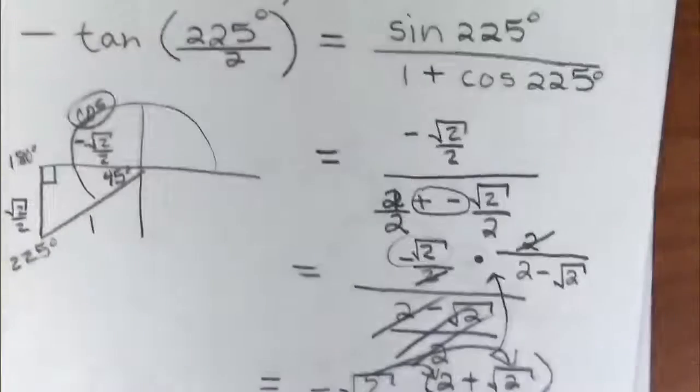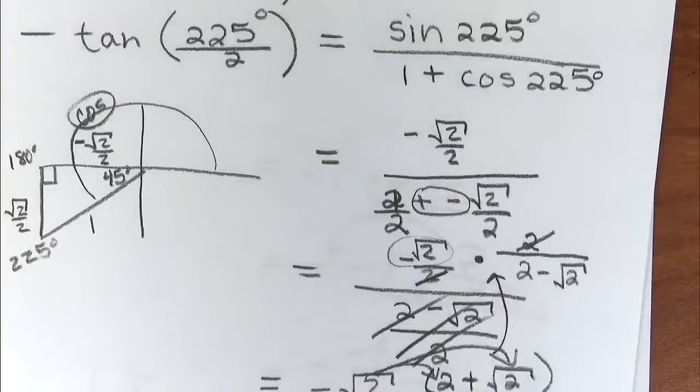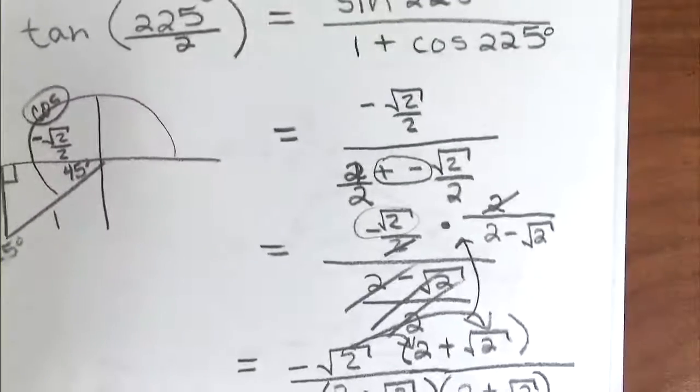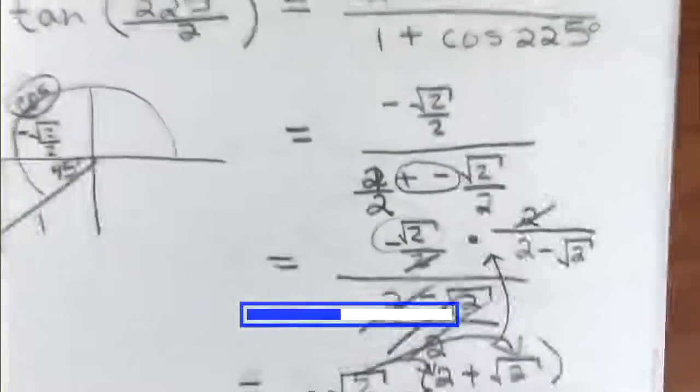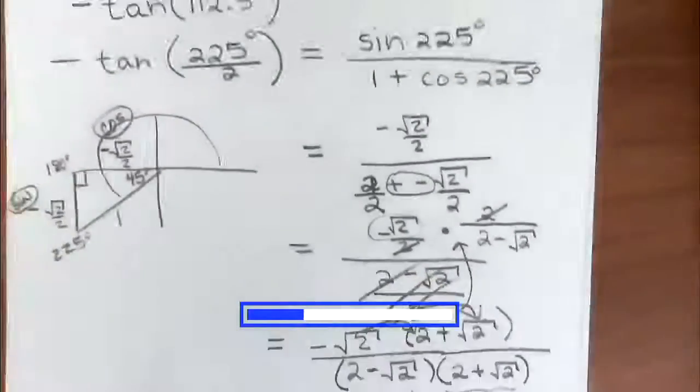Did we lose a negative somewhere? I got a feeling we did. Yep, we did. All right, I can fix that. Come right back here. Let me tell you where that happened. Ooh, let's make it real small.